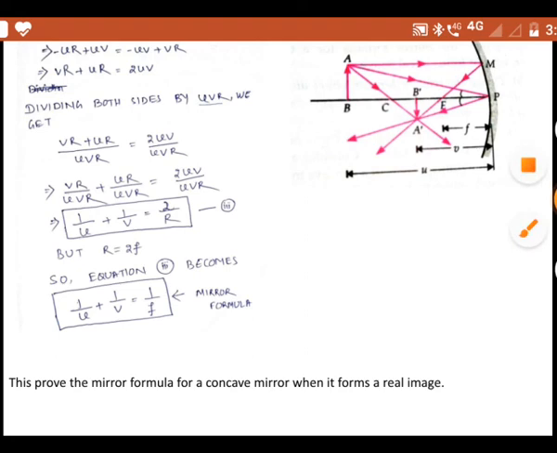I will explain the concept again during the Zoom class, and we will solve some problems based upon this formula for concave mirror.